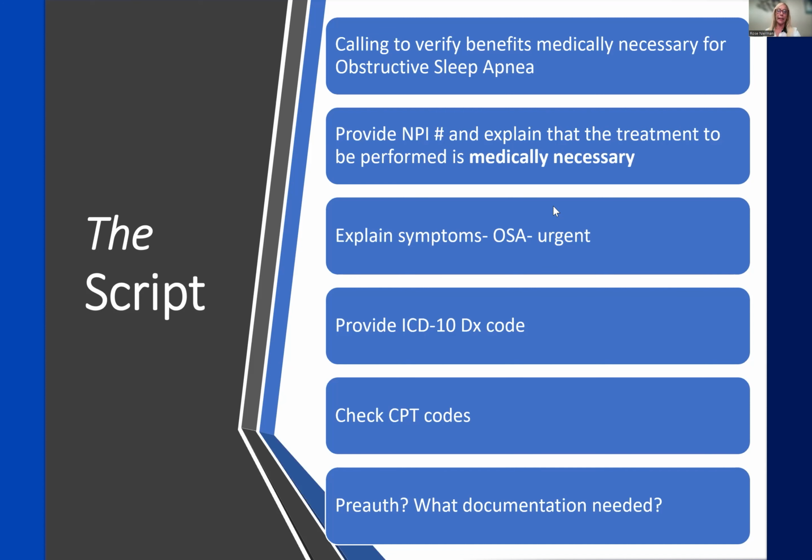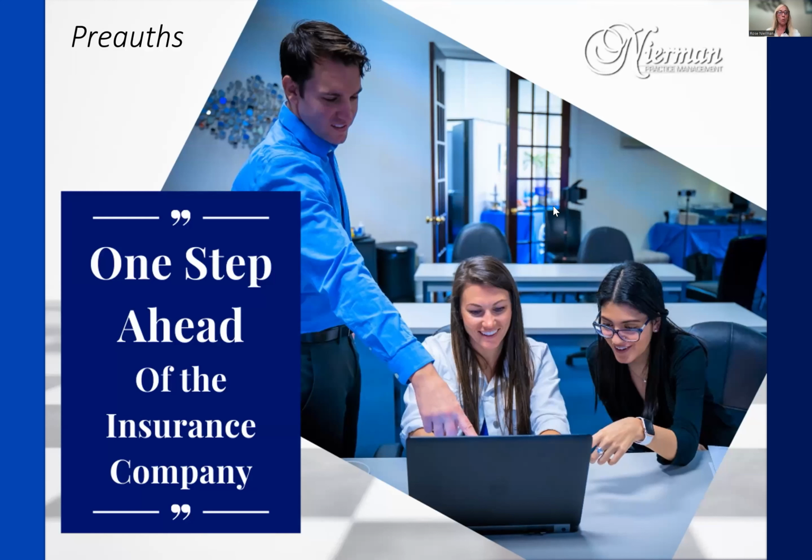And another thing that I ask in my script is, what documentation do you need? Okay, what exact documentation do you need to reimburse this? So being one step ahead of the insurance company is what's going to make the biggest difference. And that's why I say it's what you do up front that counts. If I gather all the documentation and send it to the insurance company at the get-go before they have a chance to deny it, then that's the best thing to do. The whole idea is to avoid denials. Get that paid as medically necessary the first time around.